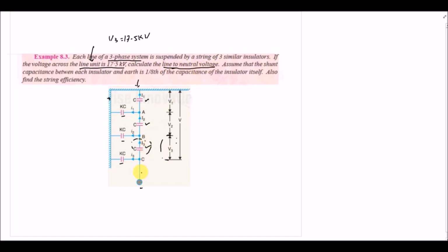This is the voltage between the conductor and ground, right? This voltage is the summation of all three voltages. V1 plus V2 plus V3 is equal to V. So we have to find this V, which is the line to neutral voltage.